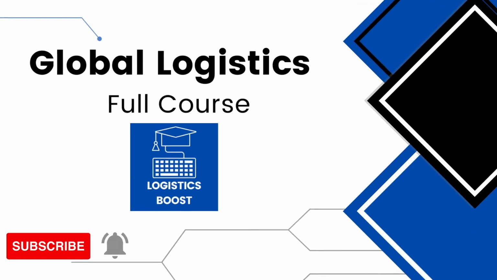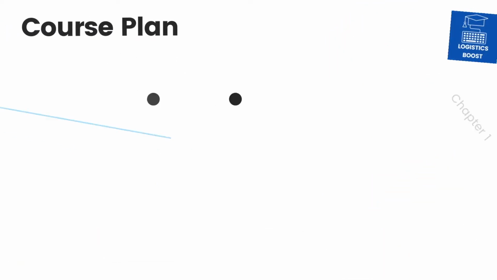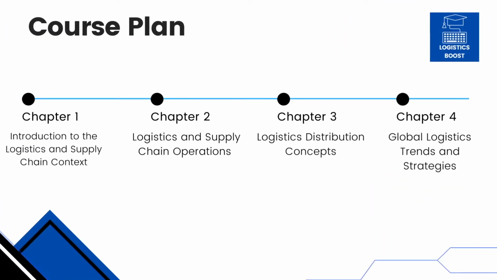Welcome to the first part of the Global Logistics course. As mentioned in the introductory video, this full course will equip you with the necessary concepts you need to boost your knowledge in logistics. As mentioned before, the course is composed of 4 major chapters: Introduction to the Logistics and Supply Chain Context, Chapter 2, Logistics and Supply Chain Operations, Chapter 3 is about Logistics Distribution Concepts, and finally, Chapter 4, Global Logistics Trends and Strategies.